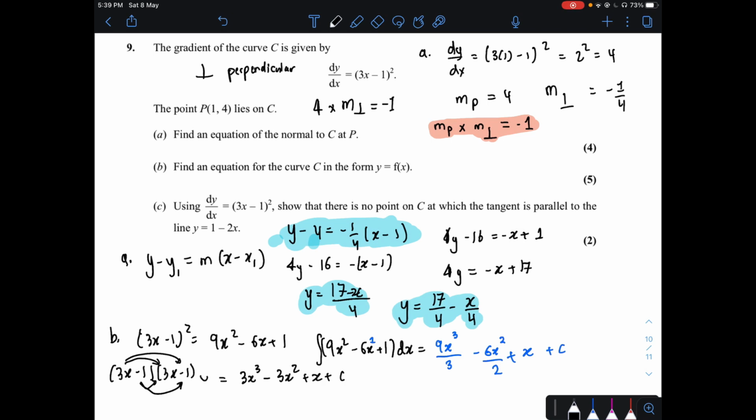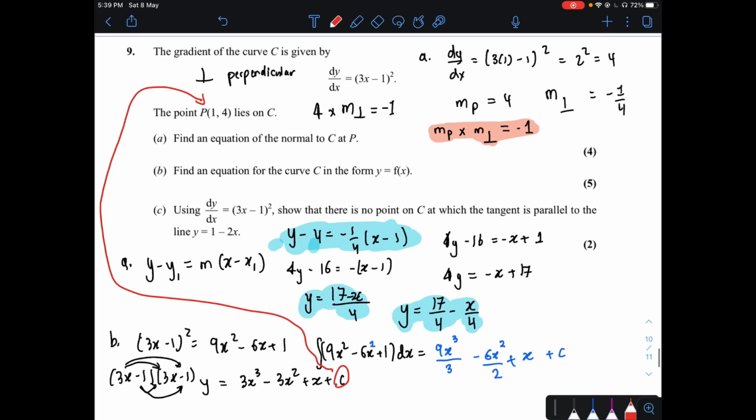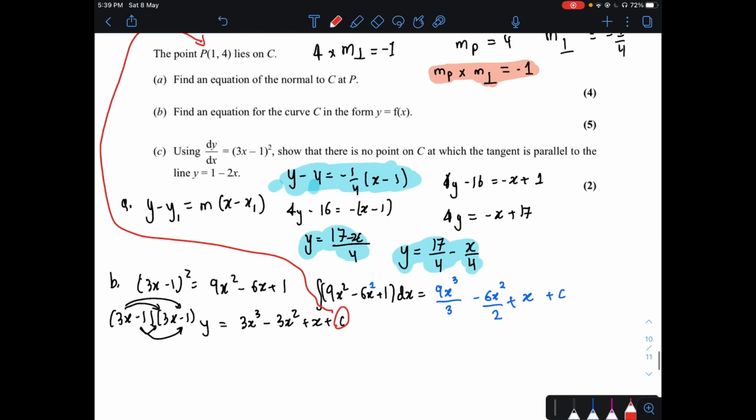So we're almost there. Now, the key step here is we need to get rid of this c. The only way we can do that is if we have a coordinate, which we do, right? So this c can be found using this point P over here, (1, 4). So all we have to do is substitute 1 and 4 into this equation. Let me go down a bit. So let's substitute 1 and 4.